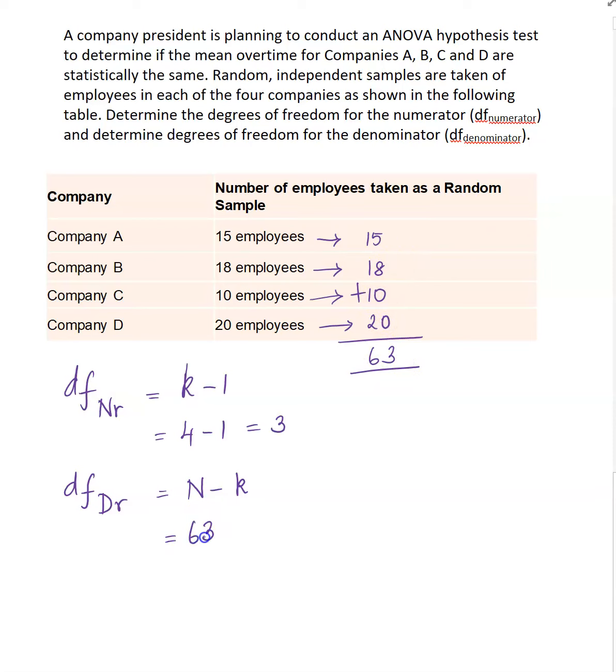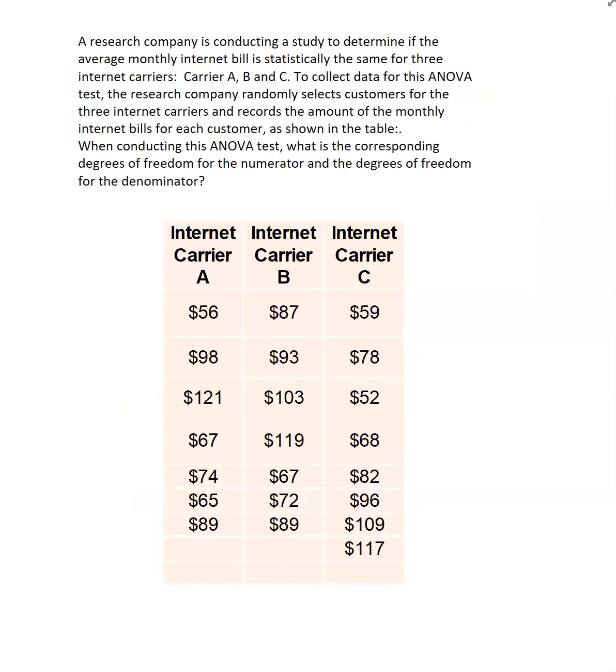So that makes it 63 minus K was 4. We used that previously, right? 63 minus 4 is 59. So we will need these two to perform the test. So we found the degrees of freedom for the numerator and the denominator.